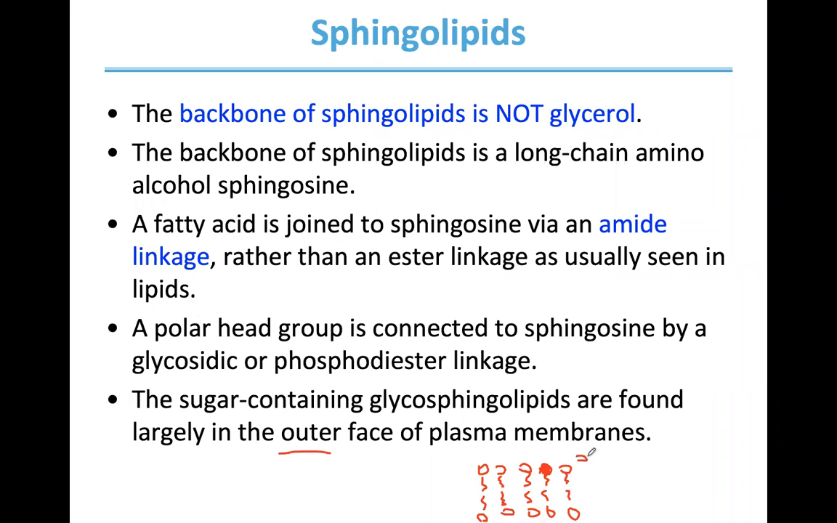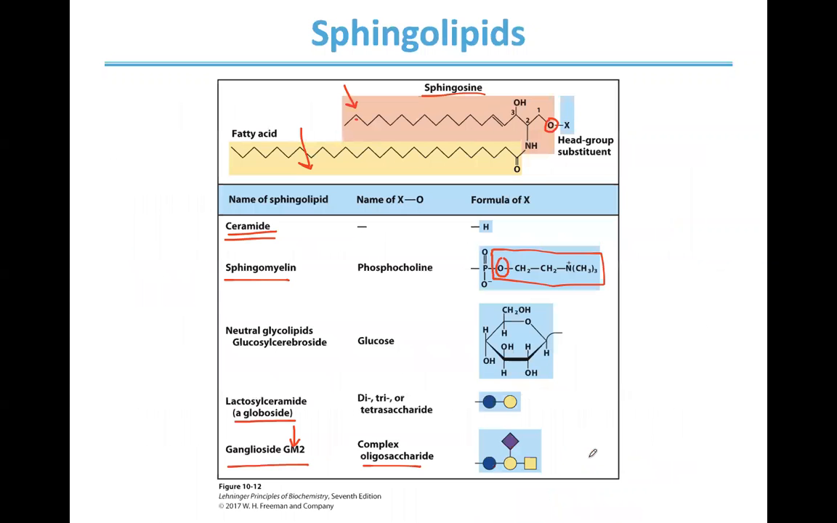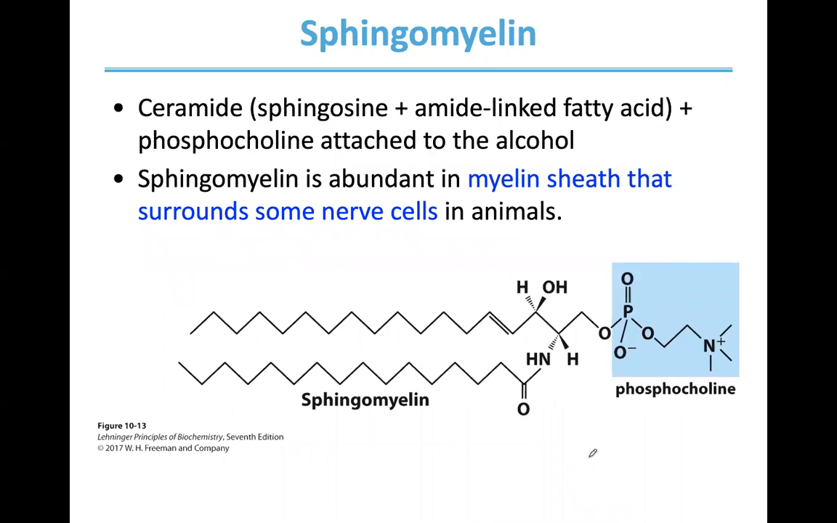So this will be outer. Outer, inner. So sphingolipid shown here, let's say GM2, ganglioside with the sialic acid will be on the outer surface. All right. So the most common one is actually sphingomyelin, and that's with the phosphocholine.